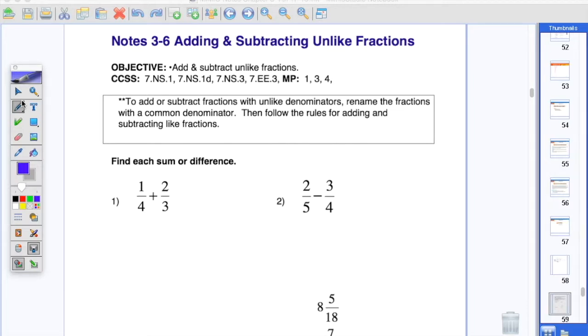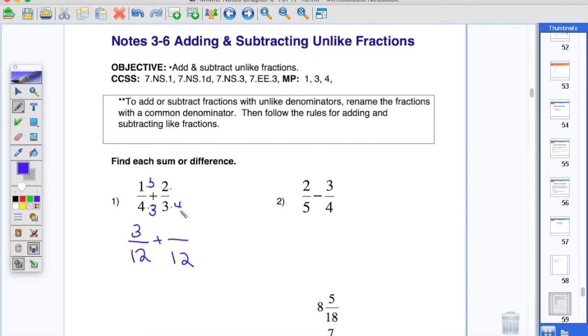These have unlike denominators. The first one has a 4, the second one has a 3. So you want to create an equivalent fraction with a common denominator. So 4 and 3 both go into 12. So we have to rename our fractions 1/4 and 2/3. So going from 4 to 12, you multiply by 3. So what you do to the bottom, you do to the top. So 1/4 is the same thing as 3/12.